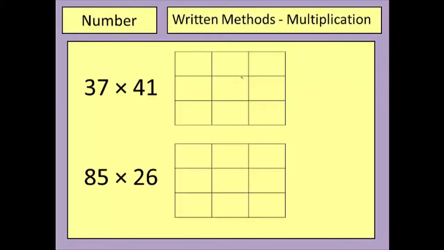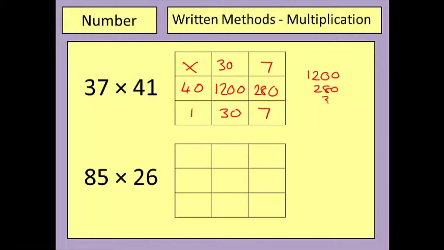So first things first, I'm going to need my grid method, and these are multiplications. So I'm going to go 30, 7, 40, 1. 3 times 4 is 12 and a couple of zeros. 7 times 4 is 28 and 1 0. 3 times 1 is 3 and 1 0. And 7 times 1 is just 7. Then when I add all of these numbers up, 1200, 280, 30 and 7, I get the value 7. This makes 11, 4, 5, 1517.